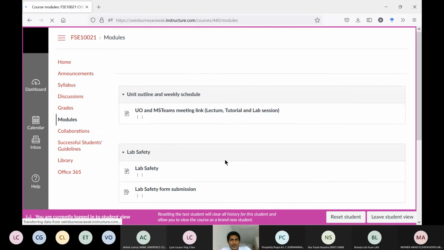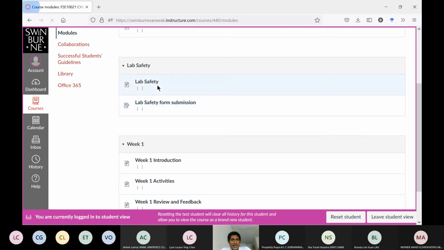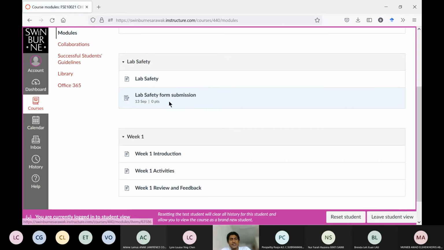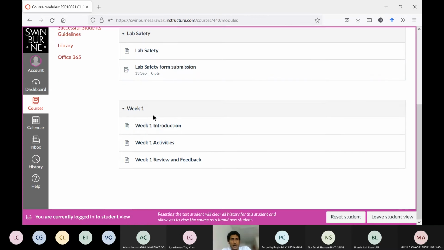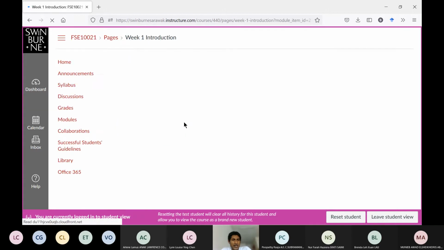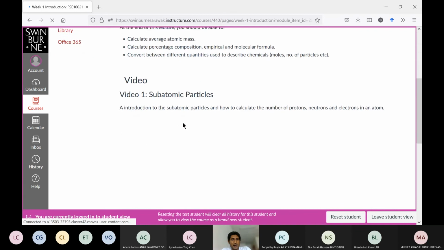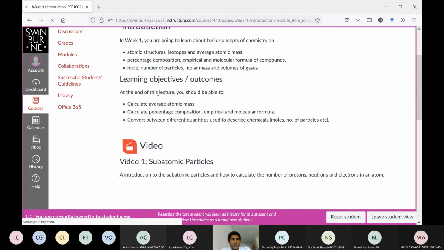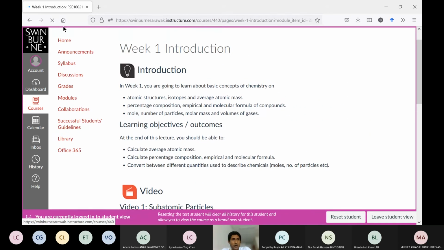And again, you will see the lab safety form submission. You don't need to do it as of now because we are not going to the lab yet. But if we go to the lab after week 7, then you must do it. Week 1 introduction: you go there and you will see what we'll be doing in week 1, what the learning objectives are and all those things.